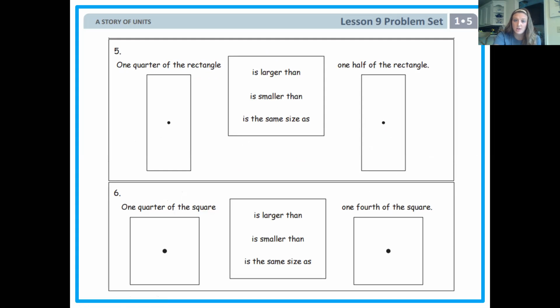I want you to partition, color, and be able to read from left to right the comparison statement correctly. So make sure you complete this, get your fractions on a Friday, and go ahead and send this to your teachers to participate in the activities this week.